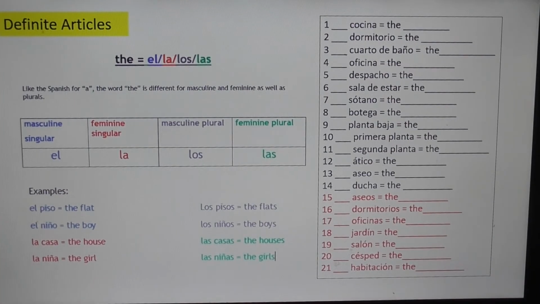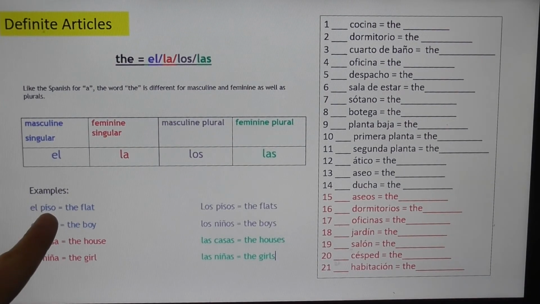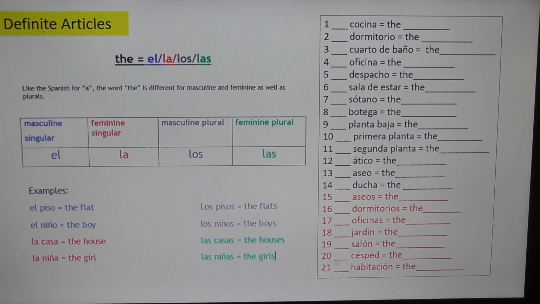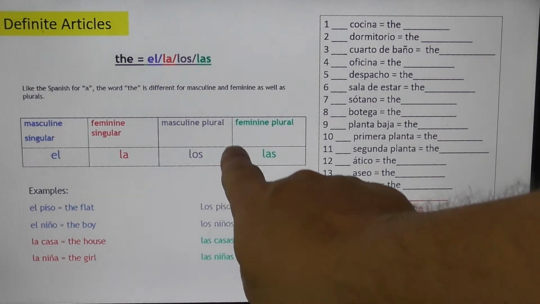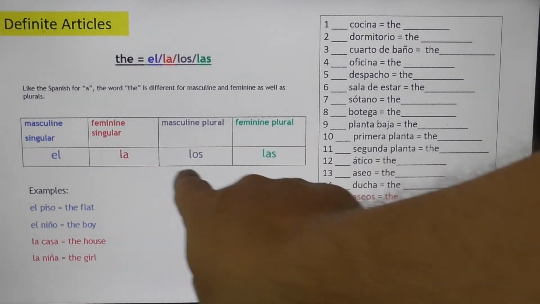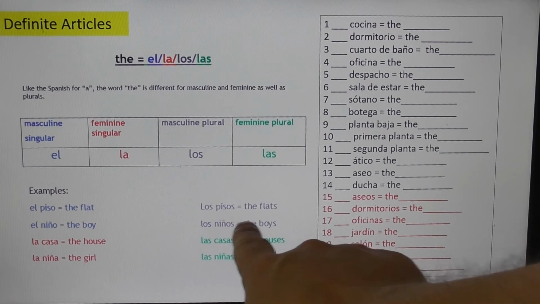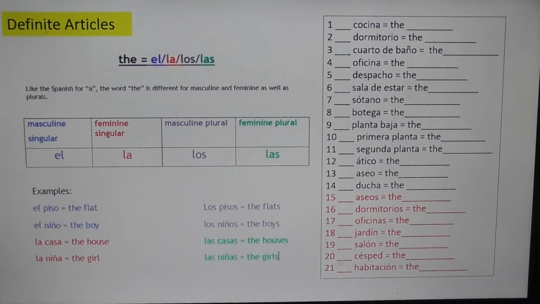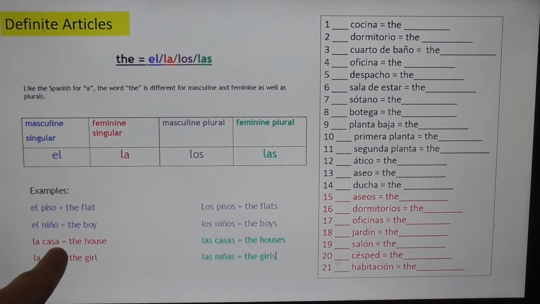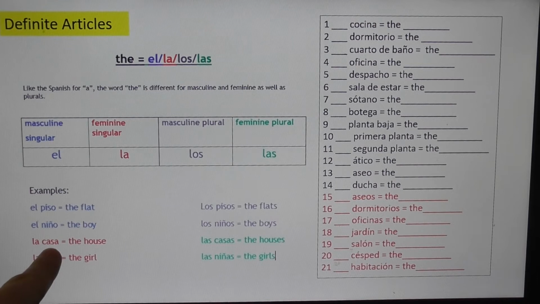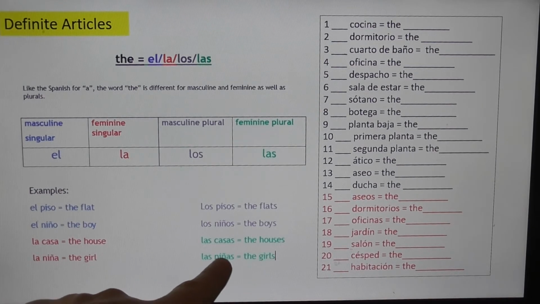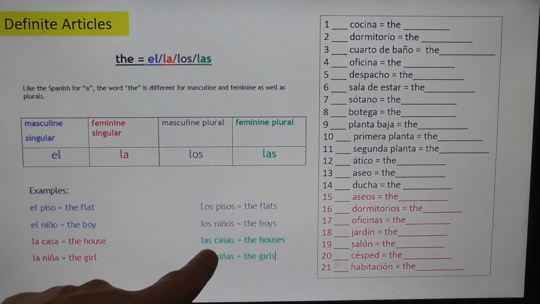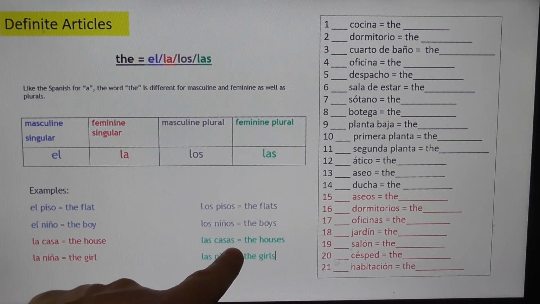In order to change a singular noun that is masculine, like el piso, the flat, into the plural form, so therefore we want to say the flats, we need to use the article los. So los pisos would mean the flats. That's our plural noun. And likewise, changing a feminine noun, a singular one, la casa, the house, to the houses, we're going to add an S to the end. We're going to say las casas for the houses.